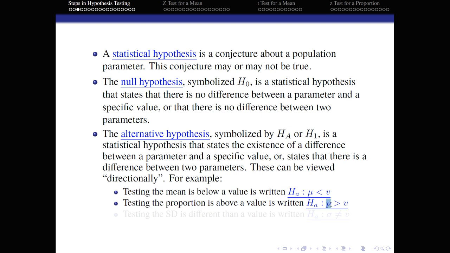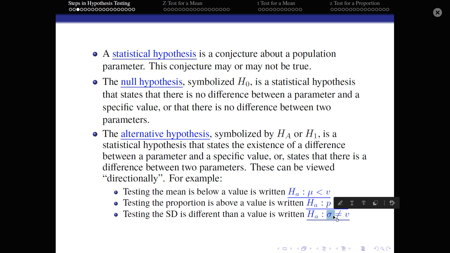Let's say the proportion. So you can write this with any statistic. It doesn't have to be the mean. So the proportion is greater than 0. The proportion of you who learn something about statistics is more than 0. Or we could write about the standard deviation. Again, we're not going to cover this test in this course, but you could easily write a hypothesis about it. And then if it's non-directional, it would just be not equal to.